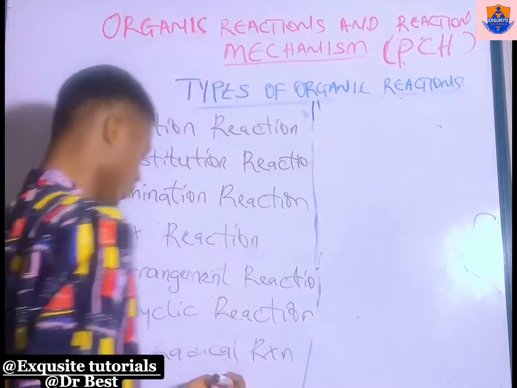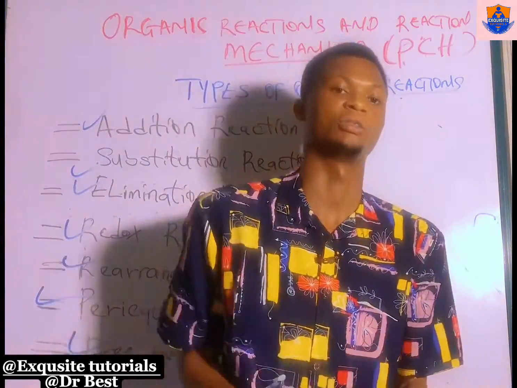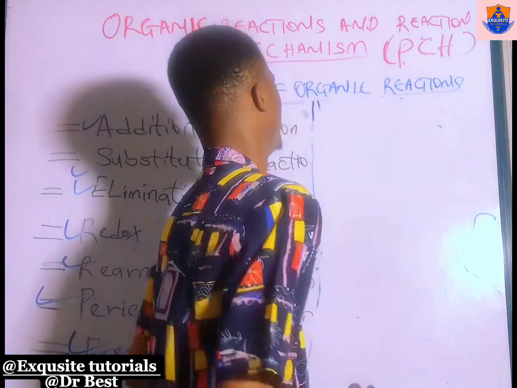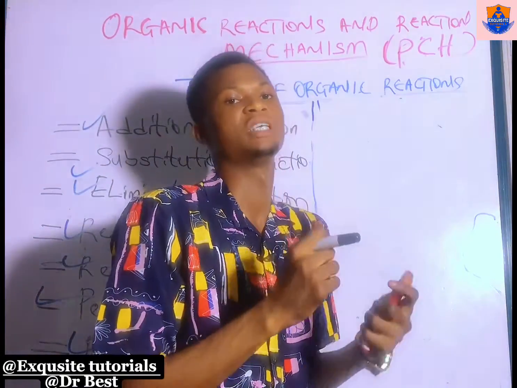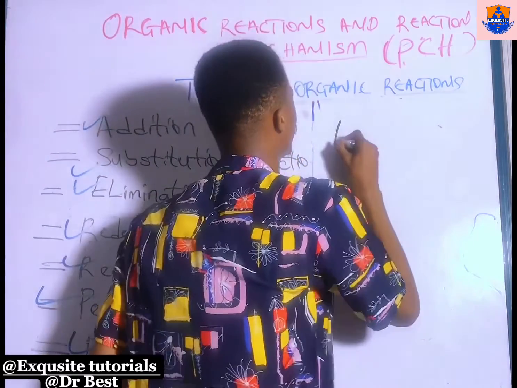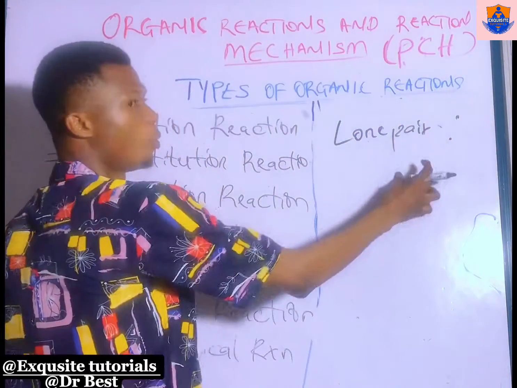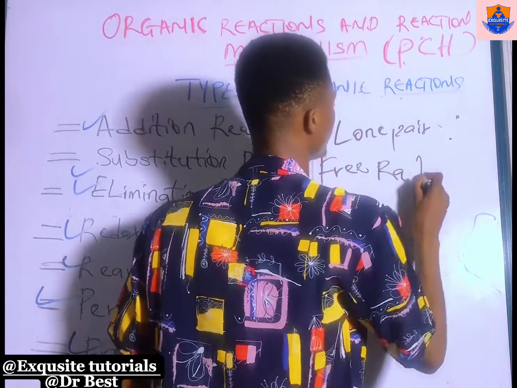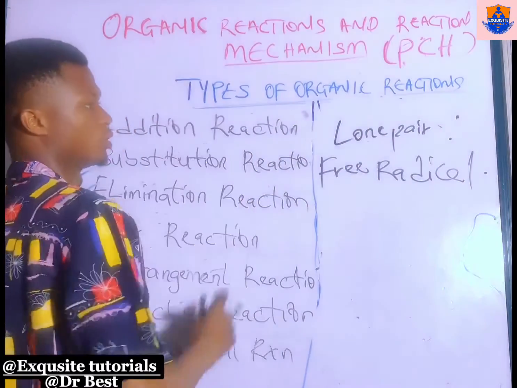Now, the last one, which we are looking into, it's a free radical reaction. What is a free radical reaction? A free radical reaction is any reaction that involves a free radical. Now, what is a free radical? A free radical is an atom or group of atoms that comprises a single unpaired electron. Remember we said a lone pair is two unpaired electrons. A free radical is one single unpaired electron. One dot is a free radical.